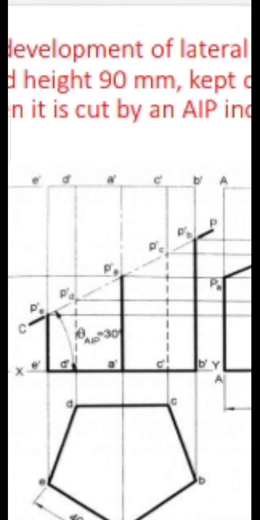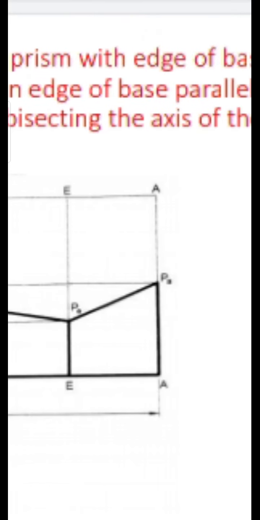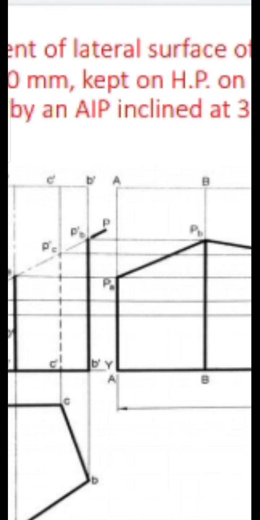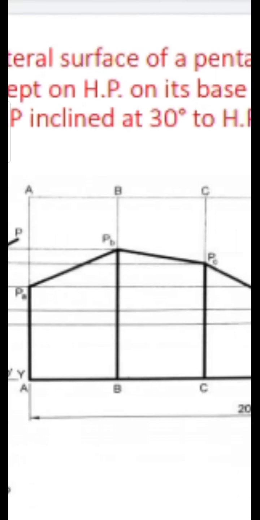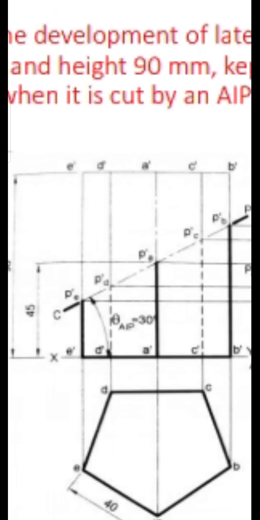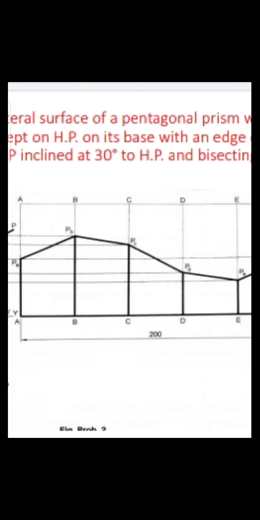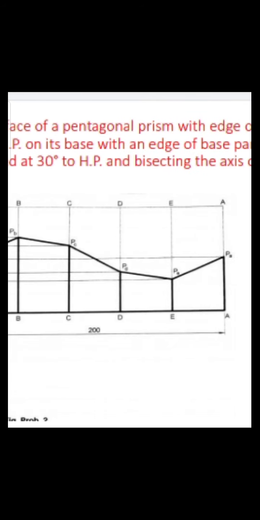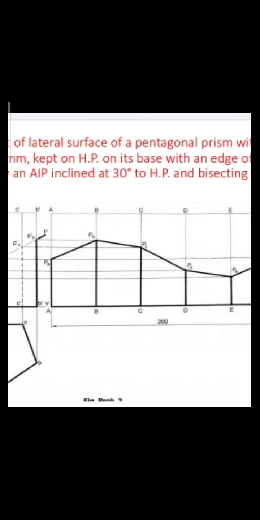Then next point is P dash A. Project the P dash A on the AA line, PA. Next point is the P dash D. Project the P dash D on the DD, that is the point PD. Next last point is the P dash E. Project P dash E on the line of EE, that is the point PE. Now join all these points in a sequence and you have to complete the lower portion of this particular diagram. That will give the DLS of this particular object.